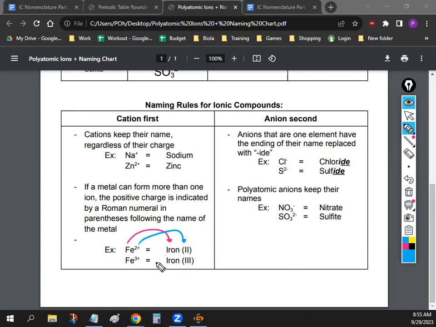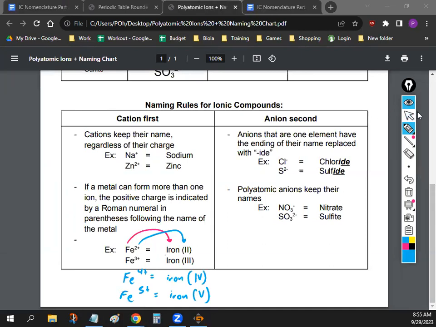If it's Fe3 plus, we write the name as iron 3. If it's Fe4 plus, then we write the name as iron 4. And we do this in Roman numerals, so 4 is IV, and then so on and so forth. If it's iron 5, it'll be iron and then V. Okay, and that's all you really need to keep in mind for this new rule.